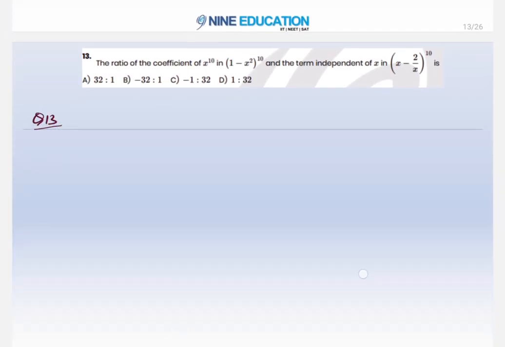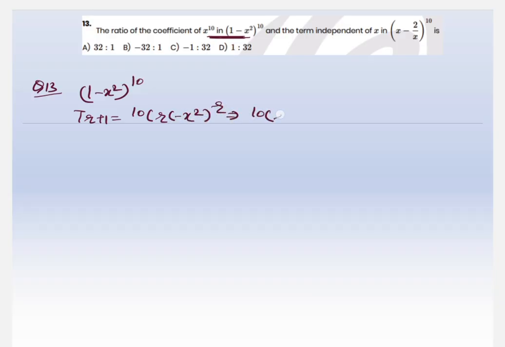13th, ratio of the coefficient of x power 10 in this and term independent of this is. So first we need to find the coefficient of x power 10 in this particular expansion, (1 minus x square) power 10. The general term is 10CR (minus x square) power r, which is 10CR into (minus) x power 2r. Since we need coefficient of x power 10, 2r must be 10 and hence r must be 5.